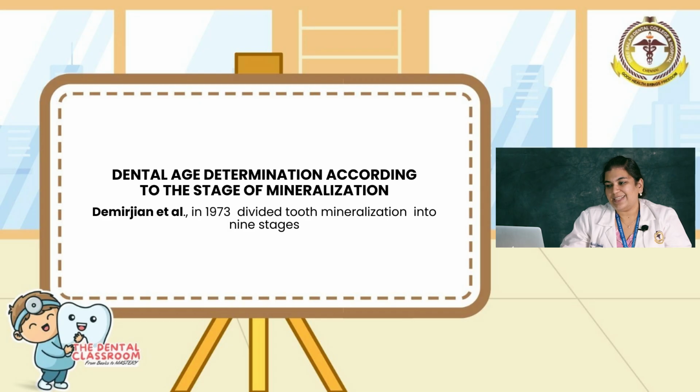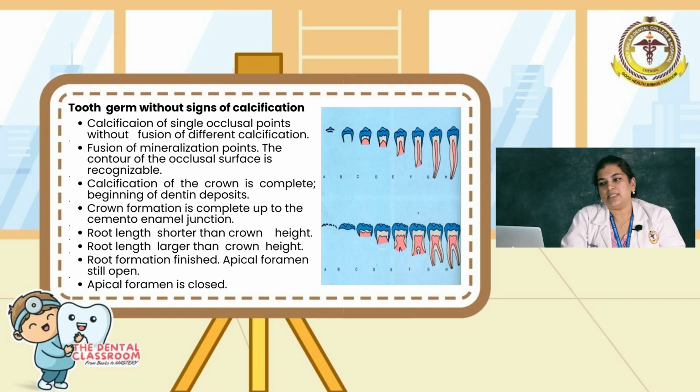Now, there are 9 stages of Demirjian's indicators. The first is wherein you have a tooth germ. Again, remember, the first stage is demarcated with 0, the tooth germ without signs of calcification. Now remember, because there is no calcification, this is not something you can see on a radiograph.